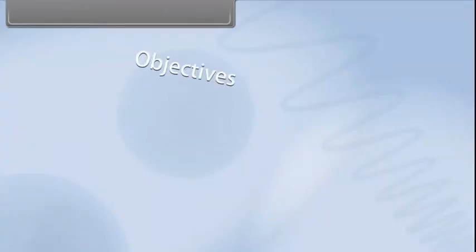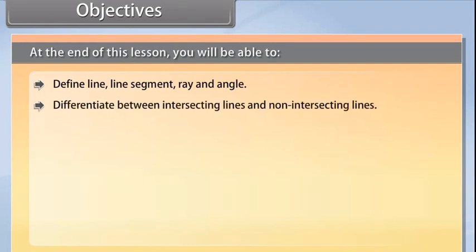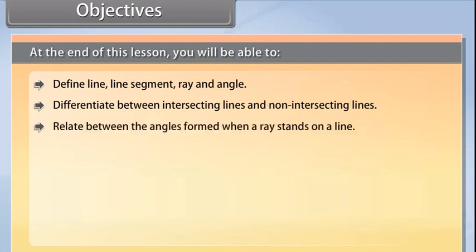Objectives. At the end of this lesson, you'll be able to define line, line segment, ray, and angle. Differentiate between intersecting lines and non-intersecting lines. Relate between the angles formed when a ray stands on a line. Write the axioms based on pairs of angles.